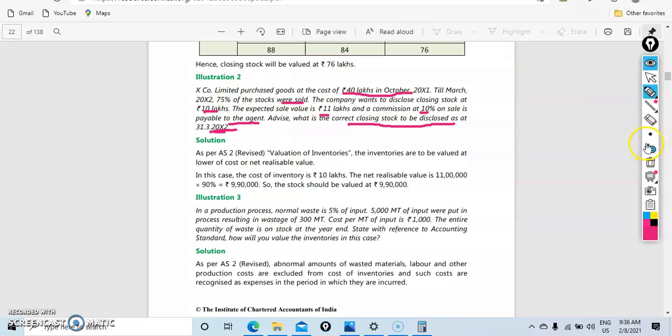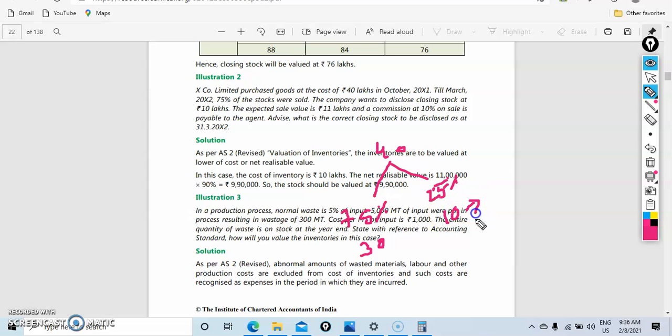For this we need two pieces of information, the cost of the closing stock and the NRV of the closing stock. First, cost. The company purchased at a cost of 40 lakh rupees. Till March 75% of the stocks were sold, and the remaining 25% is the closing stock. In the 40 lakhs, the 75% is 30, and 25% is 10 lakh. So the closing stock value at cost will be 10 lakh. We got the cost. Now we need to find out the NRV.